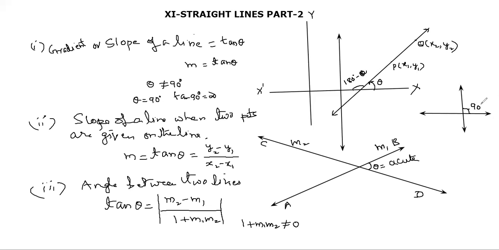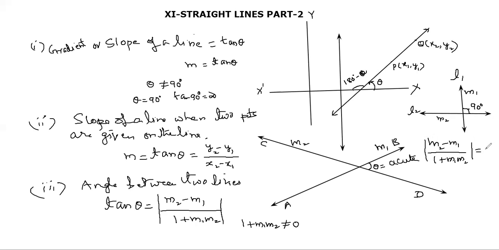Angle between them will be 90 degrees. Okay, so suppose this is line L1 and this is line L2. When they are perpendicular, its slope is m1 and its slope is m2. So if you put 90 degrees in this formula, (m2 minus m1) upon (1 plus m1 m2) is equal to tan 90 degrees.